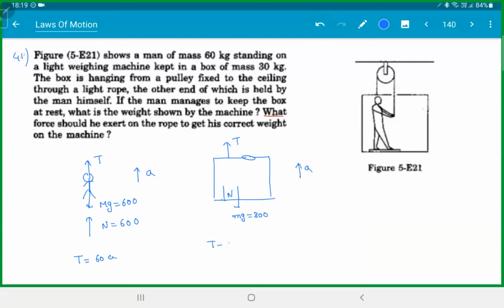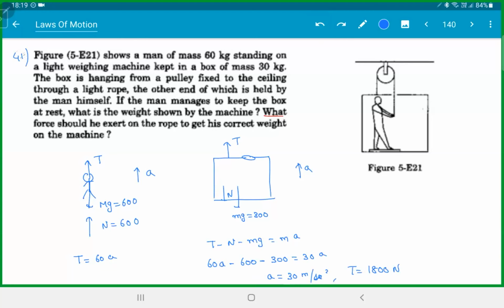We get T minus N minus mg is equal to ma. T is equal to 60A, N is 600, mg would be 300, and m would be 30A. We get A is equal to 30 meter per second square. And tension would be 1800 newtons. So the man should pull with a force of 1800 newtons. And if you observe the acceleration, it is 3 times gravity, 3g. The box has to go really fast, vertically.